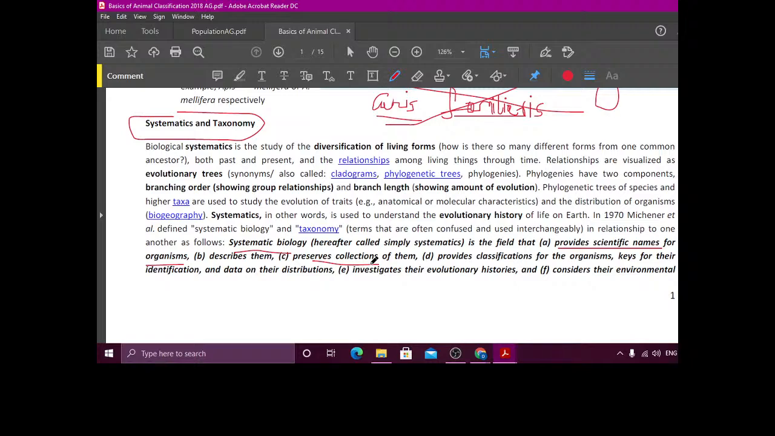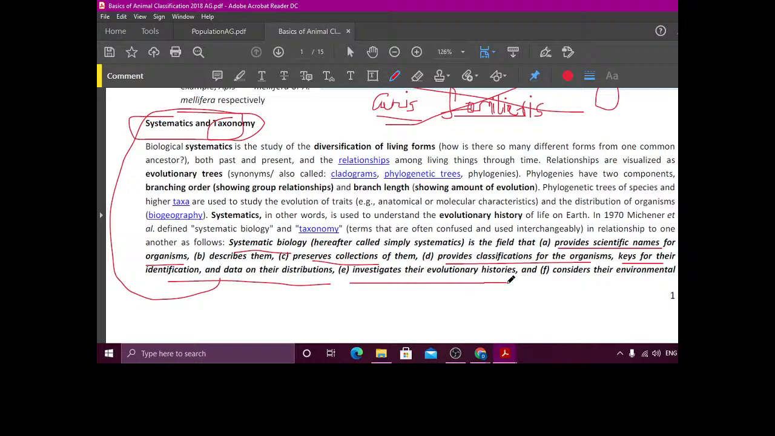Even in our BB college zoology department you find a museum. You have lots of specimens stored in formalin. It provides classifications for the organism, keys for their identification, and data on their distribution. So these four factors together they make up the branch known as taxonomy. And when we talk about systematics, you have another 2 more points which you study.